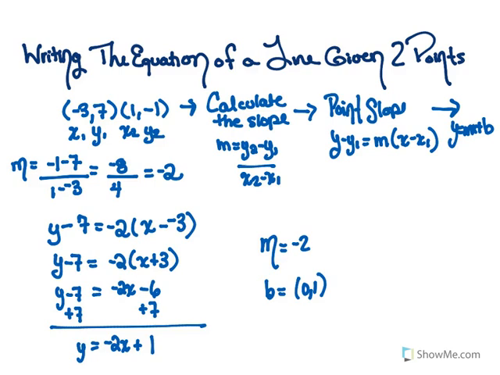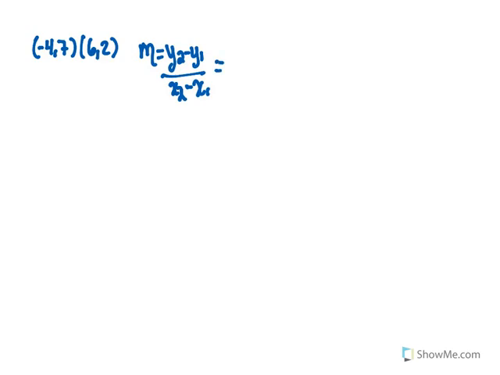Now, let's do one more. So, let's start off with (-4, 7) and the point (6, 2). So I'm going to plug this in to my slope formula. Again, if you don't have the slope formula memorized, you should write it down every time you use it, because that will ensure that you get it memorized.